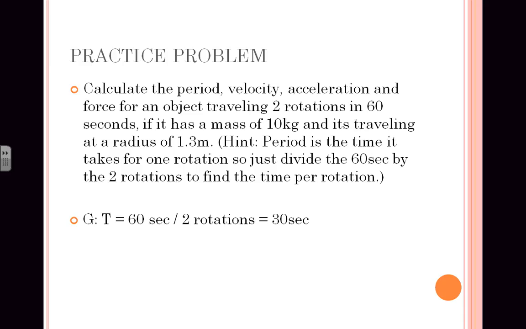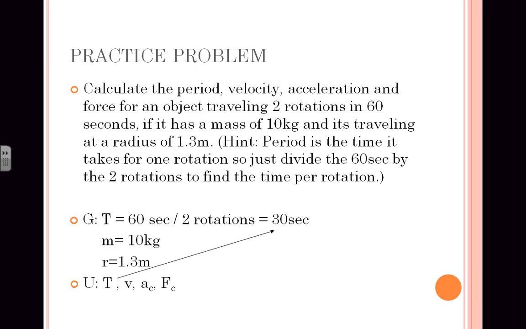So if we go ahead and do the given here, the first thing you can put in there is the period. And we know it's 60 seconds and 2 rotations, so the time it takes to do 1 rotation would be 30 seconds. We know that the mass is 10 kilograms. We know that the radius is 1.3 meters. Okay, we know our unknowns here are going to be period, velocity, acceleration, and centripetal force. So let's go ahead and solve for those 4 things.